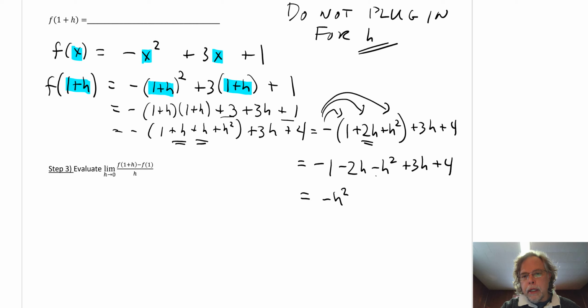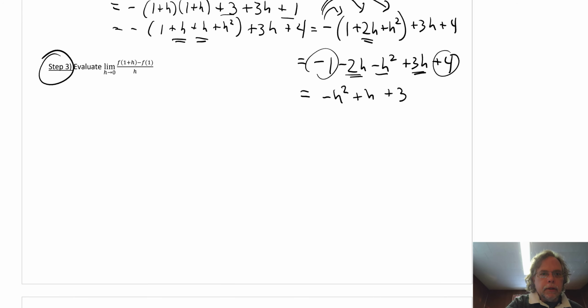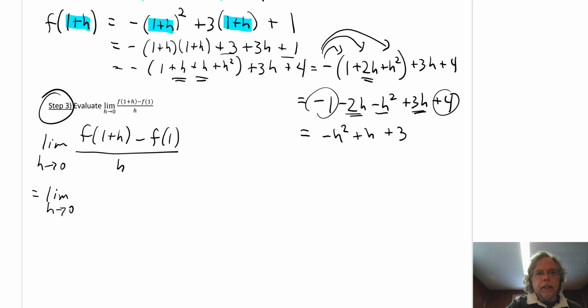So that'll be negative h squared. Negative 2h plus 3h will be plus h. Negative 1 plus 4 will be plus 3. Then we can go ahead into step 3, which is to evaluate the limit as h goes to 0 of f of 1 plus h minus f of 1 all over h. So the limit as h goes to 0 of f of 1 plus h is what we just figured out.